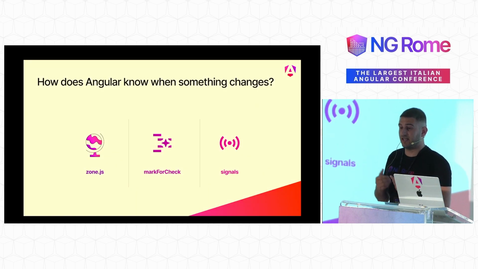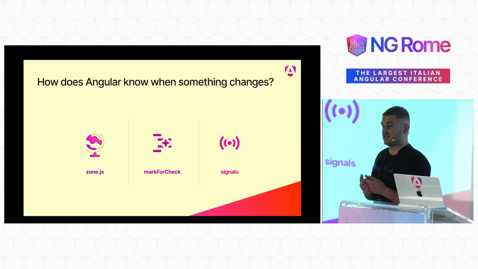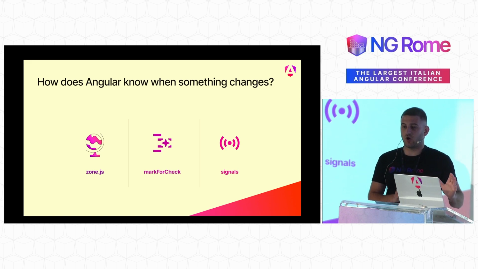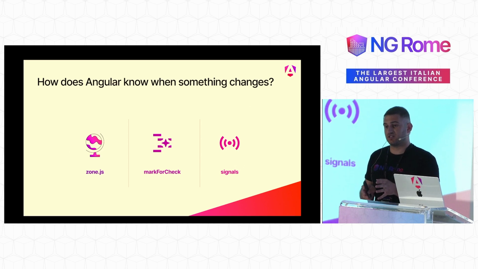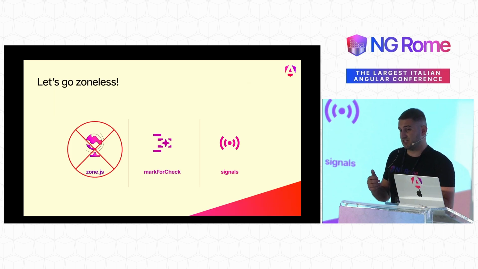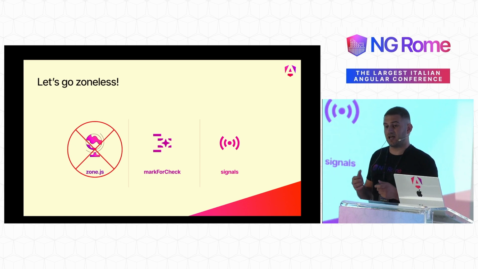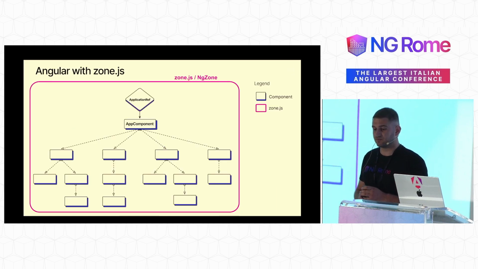So we can say that Angular knows when something changes by Zone.js, so all those events, mark for check, which tells it that something changed, or that signal updates. So these three pillars. But let's go zoneless. That means just kill the updates that come from Zone.js, but we still have mark for check and signals.